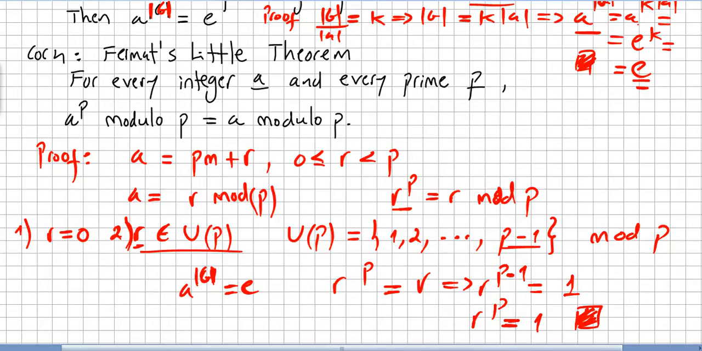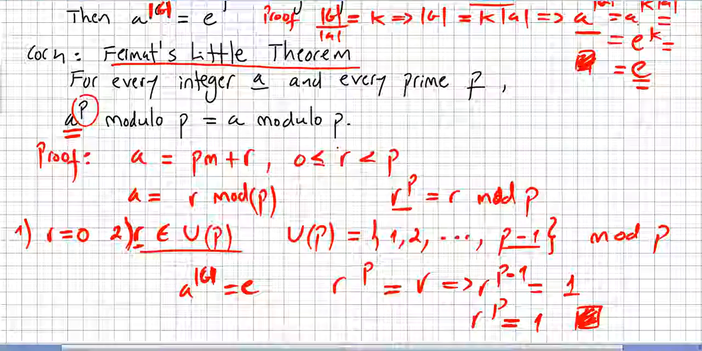Okay, that's the famous Fermat little theorem. For every integer a and every prime p, a to the power of p modulo p equals a modulo p. We use this a lot in current calculations.